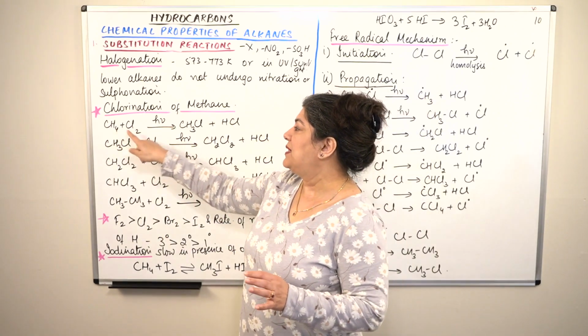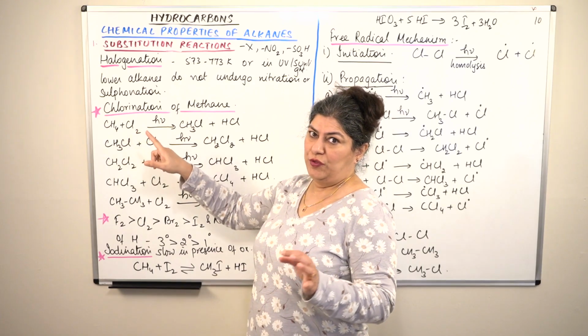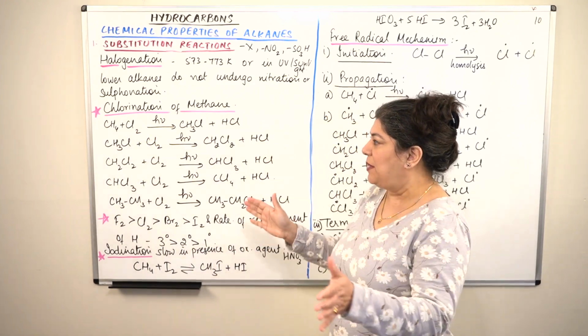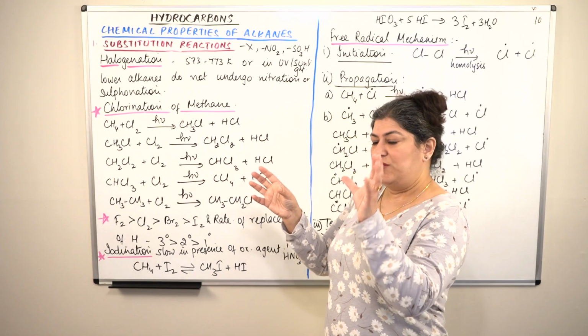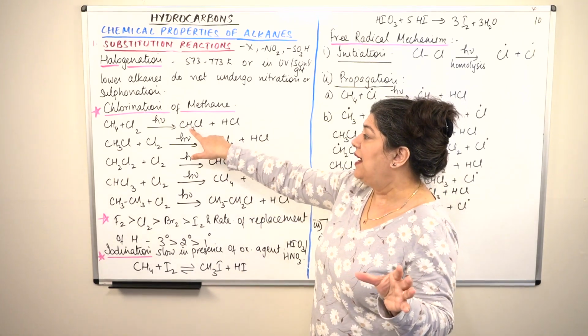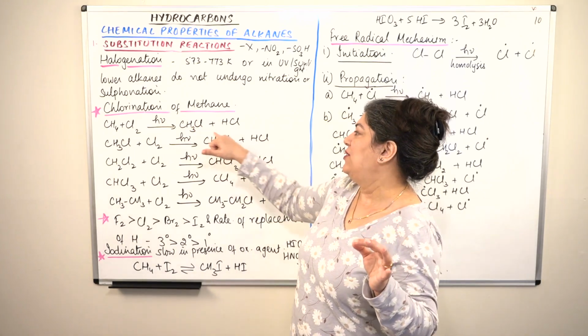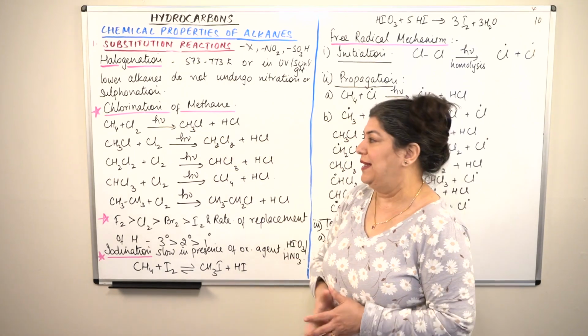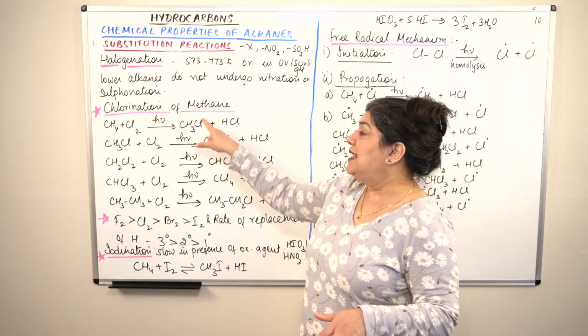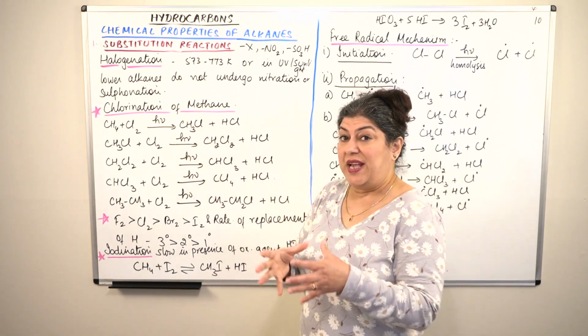That hydrogen which has been substituted combines with the remaining chlorine. That is, the two chlorines part and give you two chlorine atoms. One combines to give you CH3Cl, and the hydrogen whose place it takes combines with the other chlorine to form HCl.